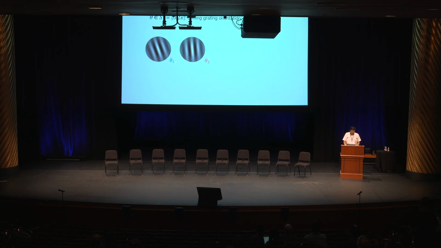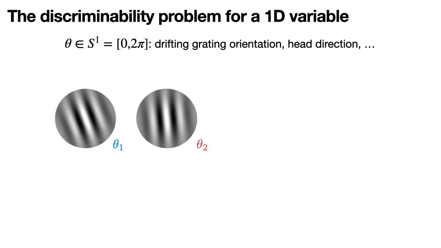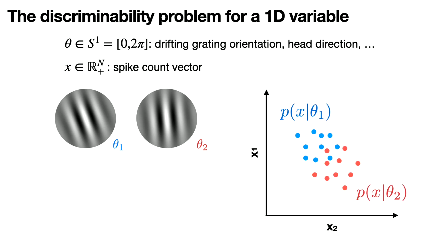We're interested in the discriminability problem for one-dimensional circular variables, such as shifting gradient orientation, head direction, etc., which we denote with the variable theta. Shown on the left is a common experimental setup where the animal is asked to distinguish between different orientations, here theta 1 and theta 2. Suppose that we have a population of n neurons with response denoted by the vector x, such as a spike count vector, that encode this variable.